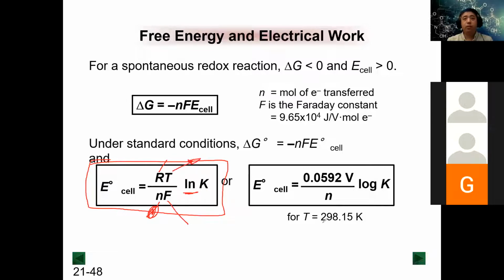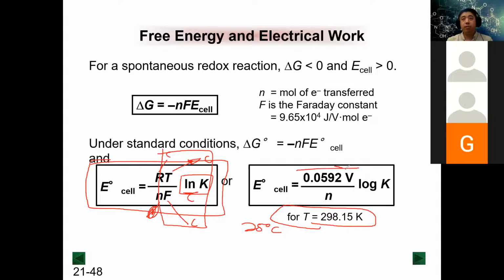If I set the temperature to be 298 Kelvin, also known as 25 degrees Celsius, right, room temperature, then this is also considered a constant. So these four constants related to our K here can be rewritten as this number right here, 0.0592, and then change that to a log of K, okay? So this is essentially, if it's 25 degrees Celsius, I can remove all of these constants here and change them all into this number log of K.